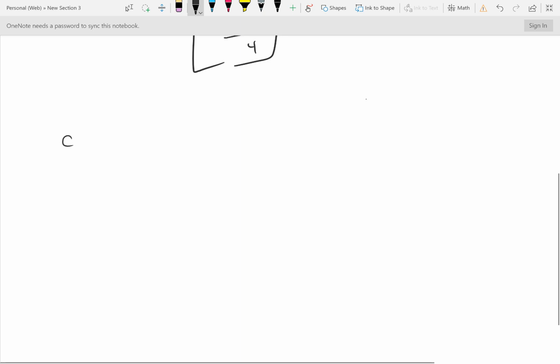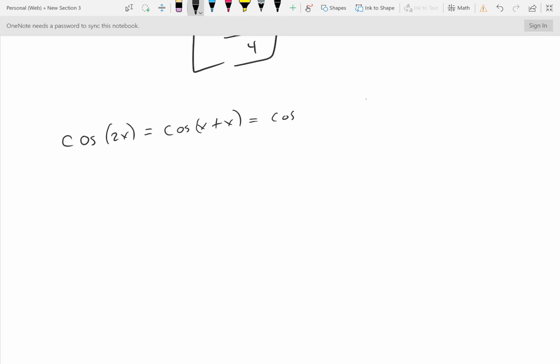Hey, what if you had the cosine of 2x? I don't know. All I know, that's the cosine of x plus x. Right? So it'd be the cosine of x times the cosine of x minus the sine of x times the sine of x. Hey, you're right. Nice job. And so if I do this, I get cosine squared minus sine squared. And this is equal to the cosine of 2x.